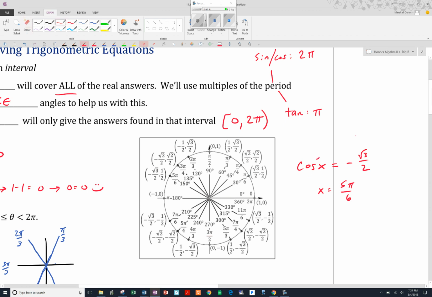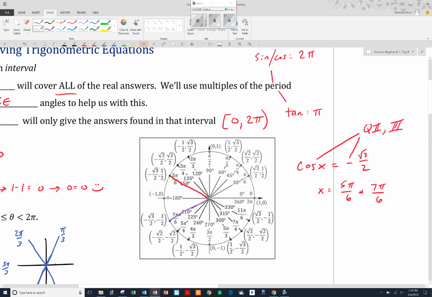So cosine is negative in the second and the third quadrant, and because it's cosine of square root of 3 over 2, we are looking for the angles that have pi over 6 as their reference angle in those two quadrants. So our answers would be 5 pi over 6 and 7 pi over 6, because we're in quadrants 2 and 3. Now, those are only two answers. What we know about reference angles and coterminal angles is that any angle that falls with a terminal angle right there, and any angle that falls with a terminal angle right here, will also be solutions to this equation.